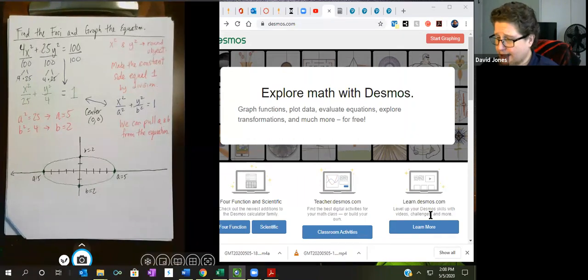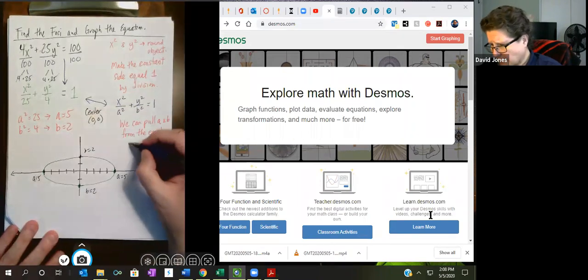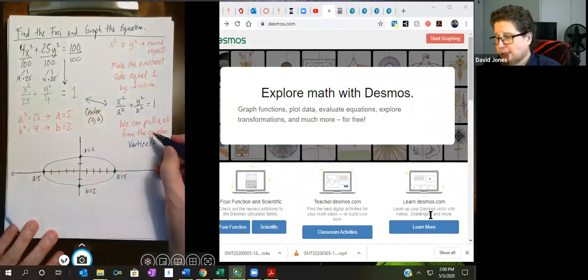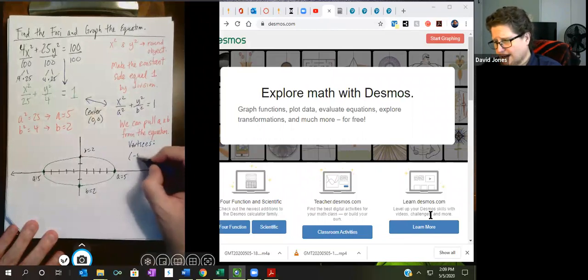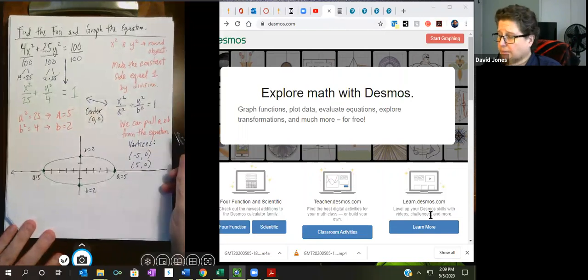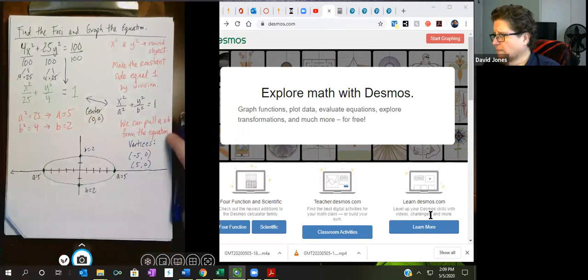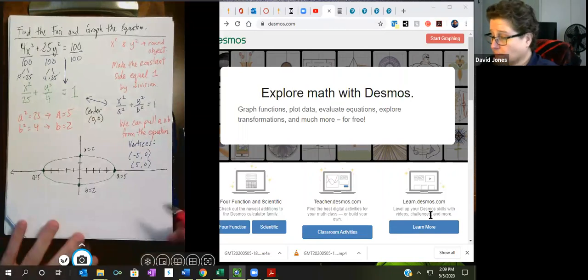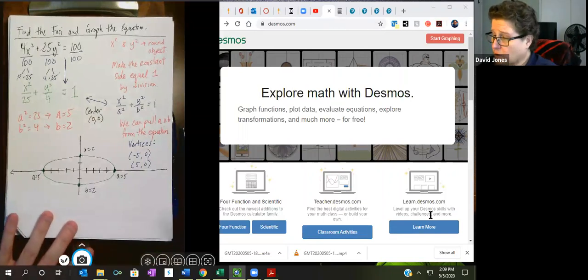My vertices are the endpoints on the major axis: -5, 0, and 5, 0. I need to find the foci, which means I need to find c. What is c?